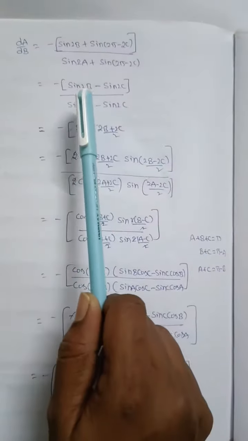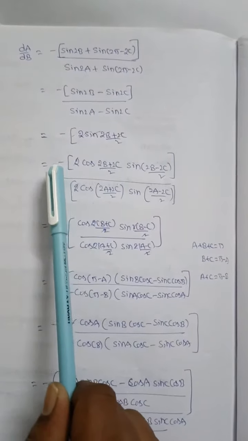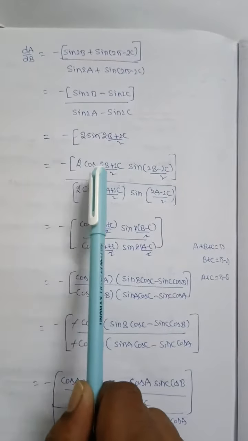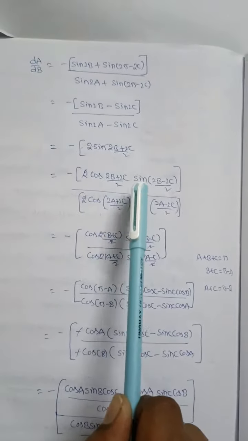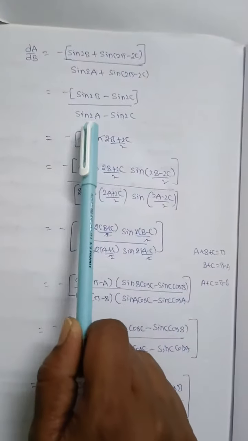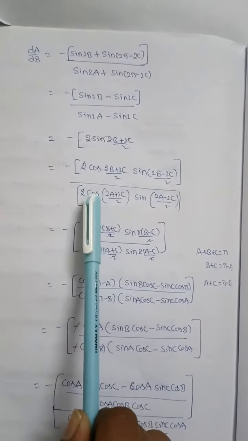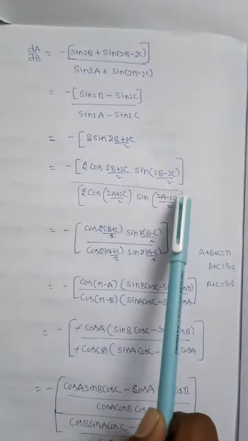Here it is in the form of sin C minus sin D. What is the sin C minus sin D formula? Minus 2 cos of (C plus D) by 2, that is (2b plus 2c) by 2, times sin of (C minus D) by 2, that is (2b minus 2c) by 2. Similarly in the denominator, 2 cos of (2a plus 2c) by 2, sin of (2a minus 2c) by 2.